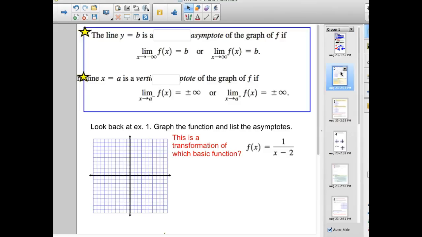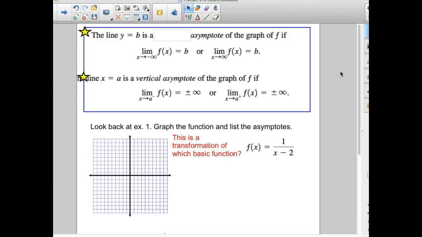Now, what we created there, because on one side we're approaching positive infinity, on the other side we're approaching negative infinity, our graph is doing this, all right? We're going in opposite directions. We've created a vertical asymptote.